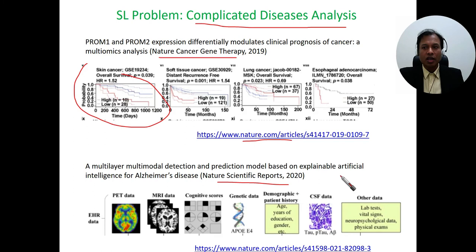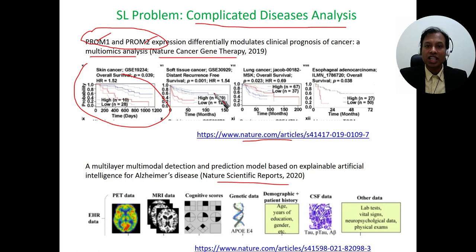There you see how we can determine the survival of cancer patients. Survival might be of different kinds: overall survival, distant recurrence-free survival, or many kinds. We don't need to understand those things now. What we are trying to say is that for different kinds of cancer, we can perform survival analysis using various kinds of genomic data. That's what we call multi-omics analysis, okay? There we showed how the genes prominin 1 and prominin 2 express, based on various kinds of genomic and multi-omics data, for example methylation data, expression data, and survival clinical data, and those kinds.